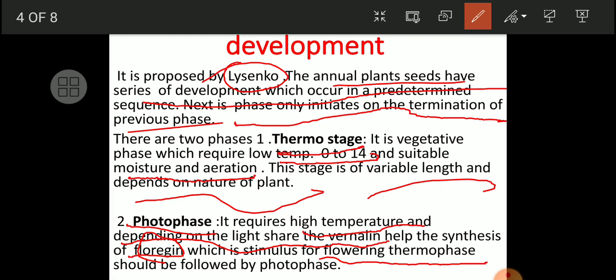So always this thermophase is followed by photophase for the development of florigen, isn't it?